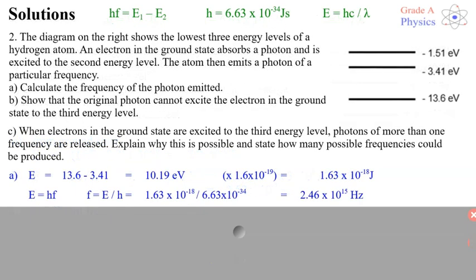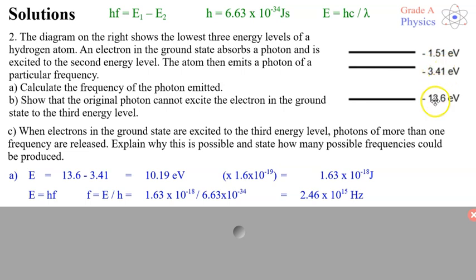Right, question 2, another fairly typical exam question. So it tells us we've got 3 energy levels here, and it tells us what's going on. The electron jumps from 1 to 2 and then back down to 1. So absorbed and then re-emitted. Calculate the frequency.